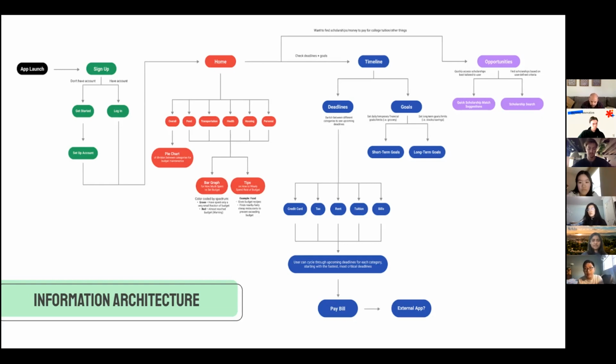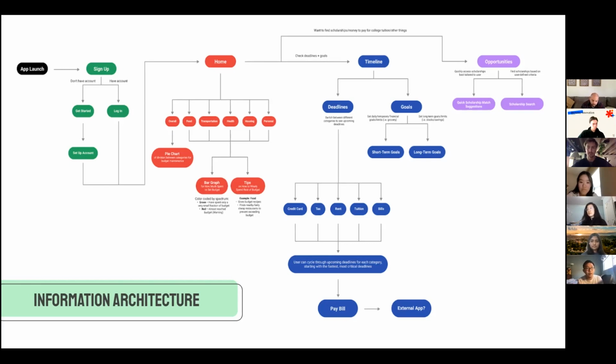And then you have two other tabs: timeline and opportunities. The timeline will give you right away some upcoming deadlines that you have to pay for, such as credit cards, bills, taxes, et cetera. And then for goals, you can set short-term goals, something very temporary like groceries, or long-term goals like stocks and savings, which go for a perennial amount of time. And then for opportunities, since this is tailored for students, we want to give them an easy way to access a scholarship database so they can find something that will fund their tuition. So that's where this tab comes in handy.